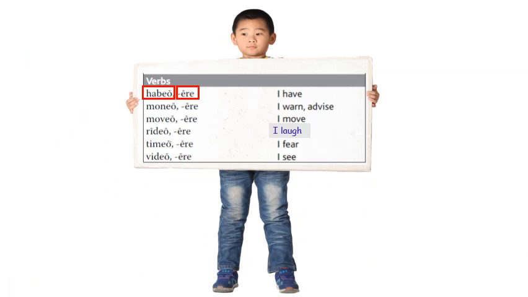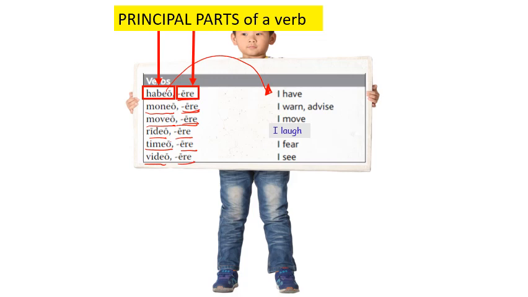Now, when you open your book and you look at the dictionary, you always see the verbs exposed in two words, two entries. Why? Why don't we just have habeo, which means I have, and we have this ere next to it? What does this mean? Well, these two words are called the principal parts of a verb. The principal parts are the most important forms of a verb, and they are used to classify the verbs into different families or conjugations, as you know.